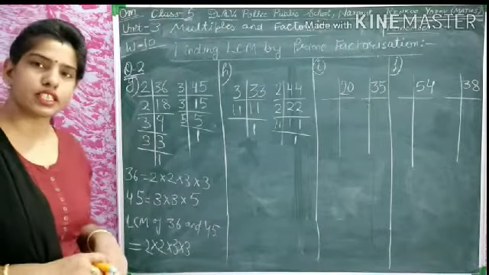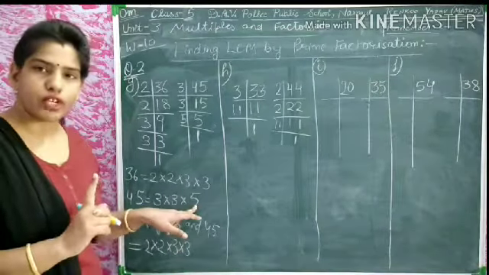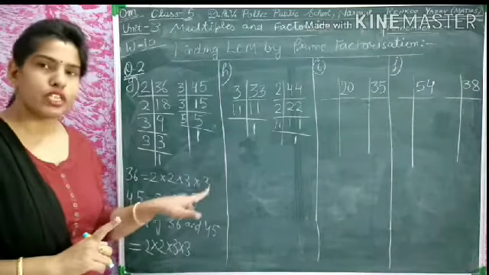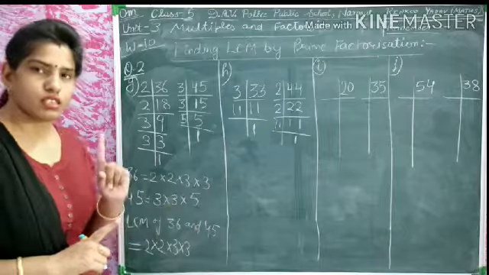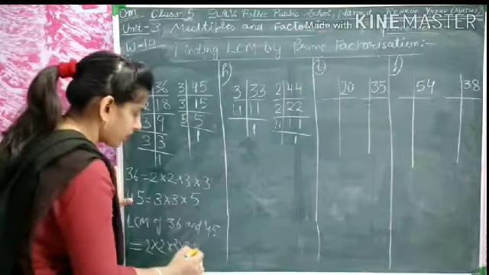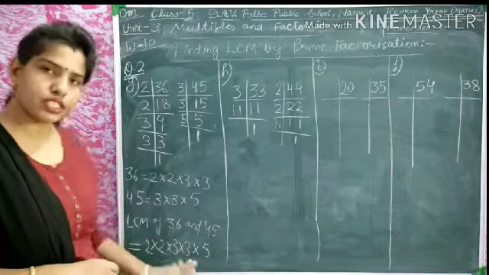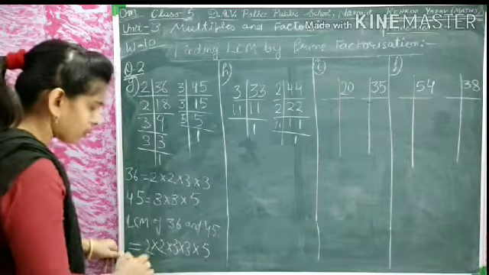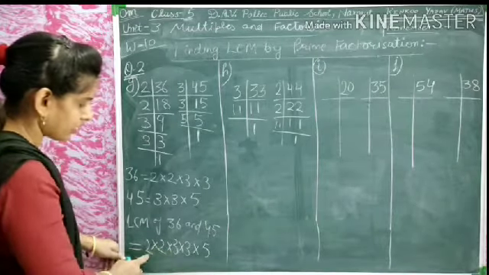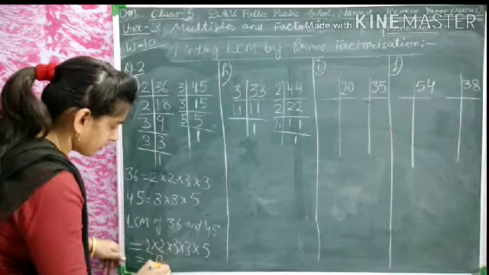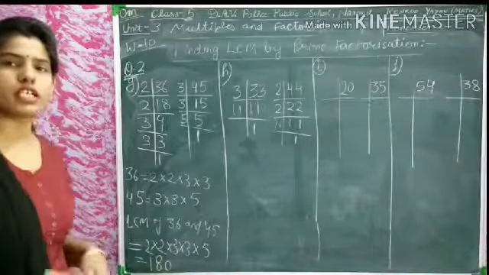Is this clear? Now there is the factor 5. Factor 5 is used here only one time and there is no 5 in the other. It means the maximum number of times 5 occurs is one time. That is equal to 5. Is this clear? Only one time we will take here. Now what will be the product here? 2 into 2 is 4, 4 into 3 is 12, 12 into 3 is 36, 36 into 5 is 180. 180 is the LCM here.